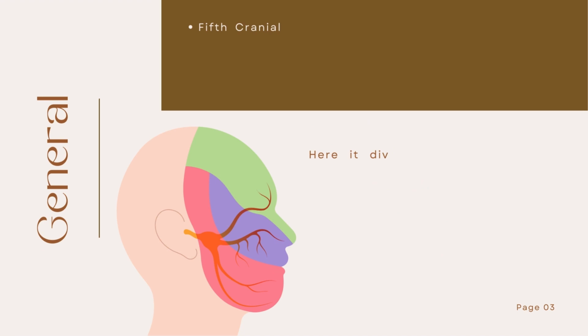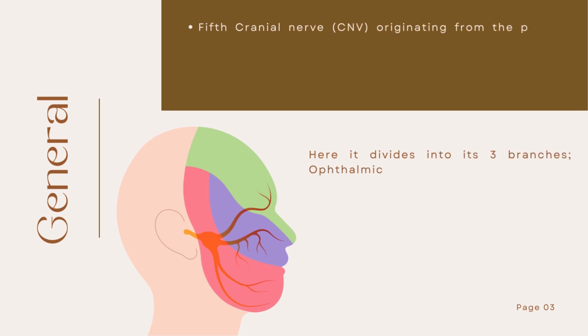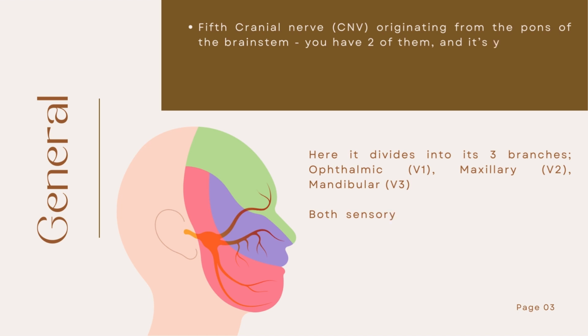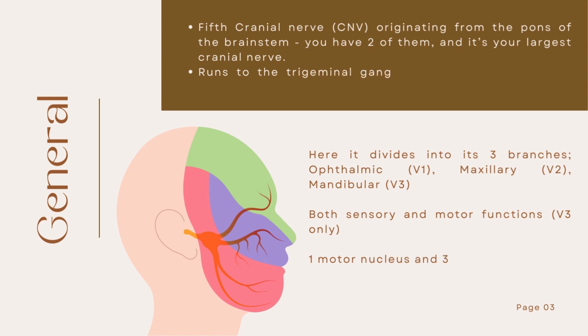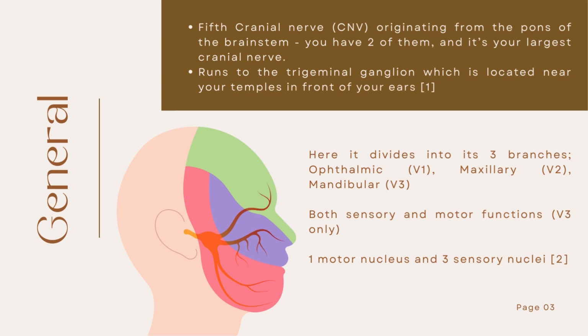So beginning with the basics of the trigeminal nerve, it's our fifth cranial nerve and you have two of them, a right and a left. It originates from your brainstem, specifically the pons, which is located between the midbrain and the medulla, and they are the largest of your cranial nerves. So they run from the pons to near your temples in front of your ears, where we have the trigeminal ganglia. Here they divide into their three branches, which are the ophthalmic, maxillary and mandibular branches.